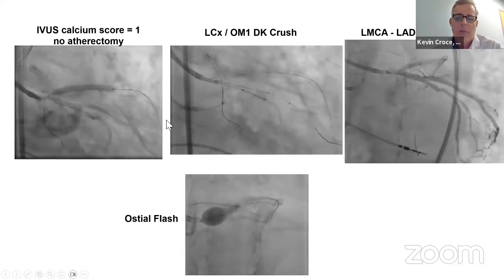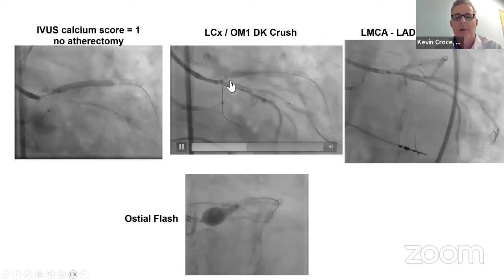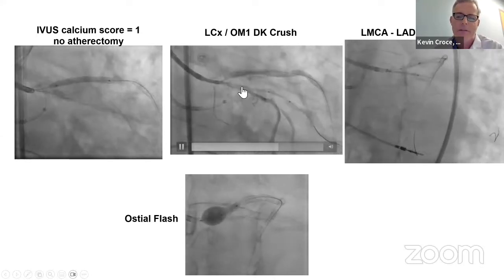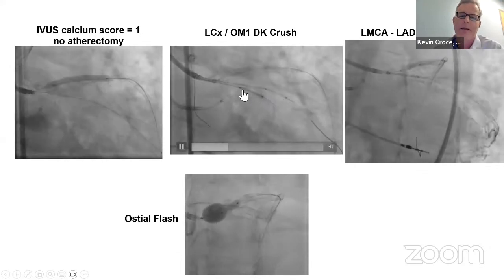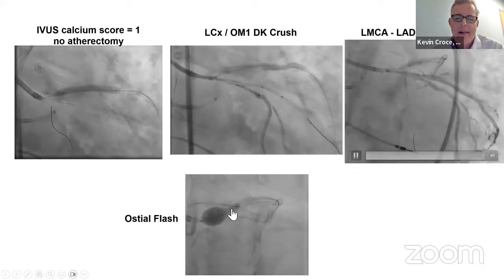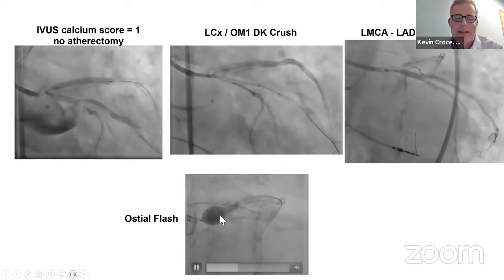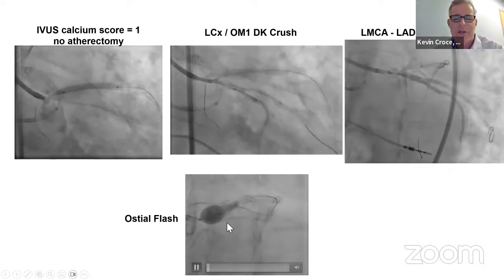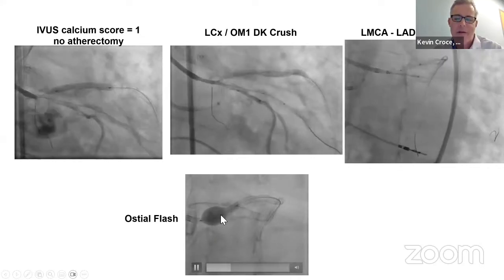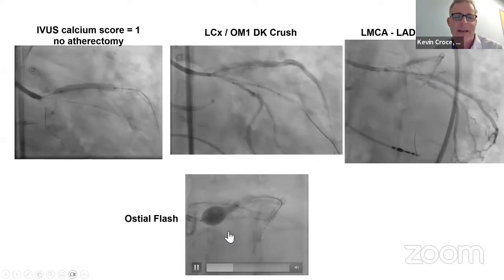And then we had to deal with a couple bifurcations in this example. We had the OM1, the circumflex, which is sizable, and the left main itself. And so we decided to do a double DK crush, somewhat painfully, because it's a lot of steps here. But we DK crushed the OM, the circumflex, and then did the same thing to the left main and the LAD. Unfortunately, I was having a hard time finding the ostium. I tried the IVUS marker, but the IVUS really didn't want to deliver well. So I put it where I thought it should be, and I hung the stent way too far out into the aorta. And so luckily we have Ostial Flash in our lab. I was able to remediate that very quickly. But if I'd actually used the IVUS a little bit more deliberately, I probably could have avoided that.